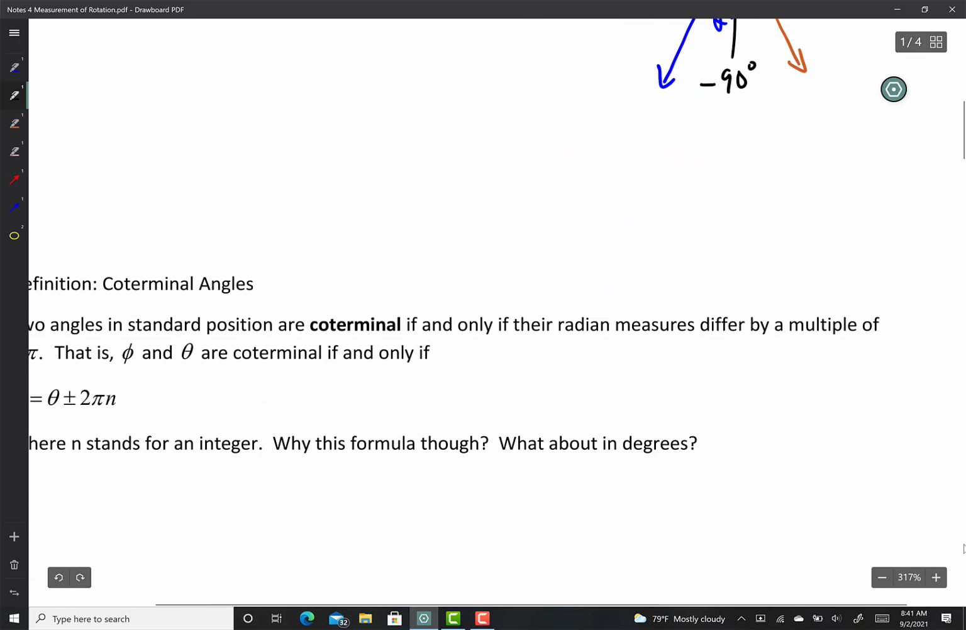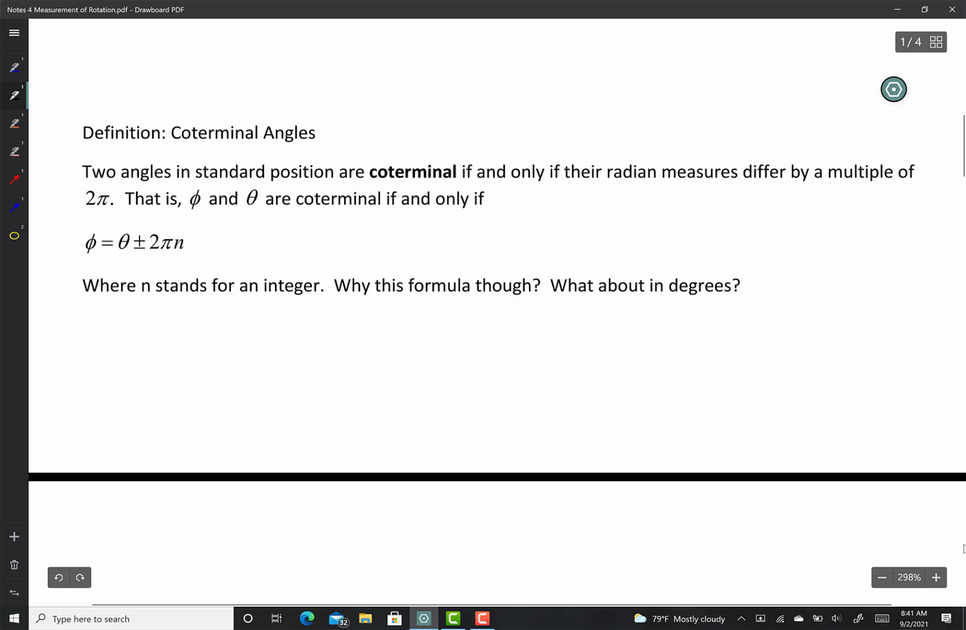All right. Now, there's going to be words like coterminal. Coterminal just means it's the same ray, different angle. Quote unquote, same ray, different angle.